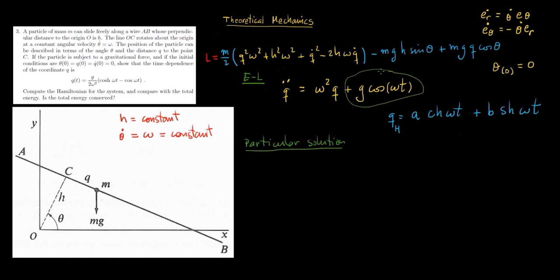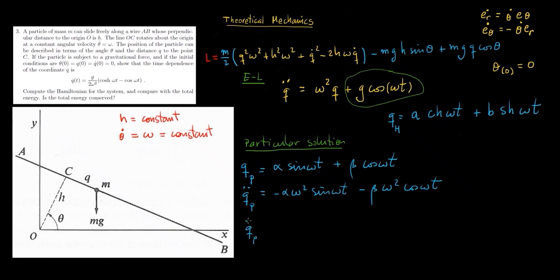And looking at this expression, then we can say that qp equals alpha, a constant, times sine plus beta, another constant, times cosine omega t. If we derive twice, then you obtain minus alpha omega square sine omega t minus beta omega square cosine omega t. So if we factor out minus omega square, we obtain this.